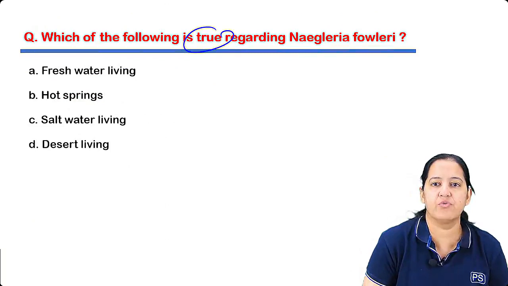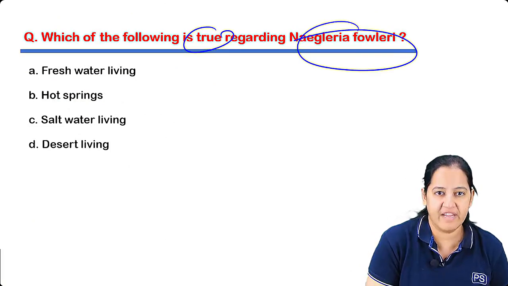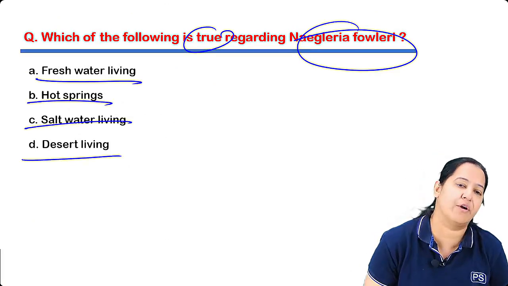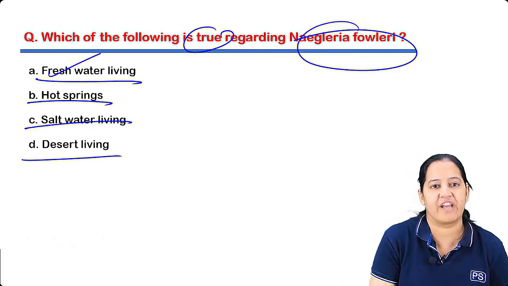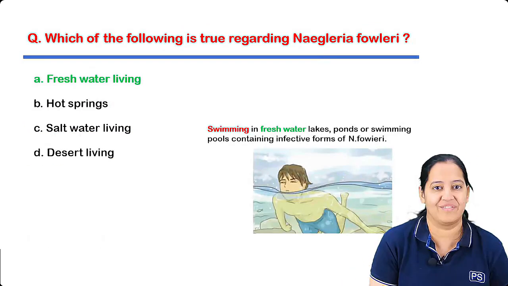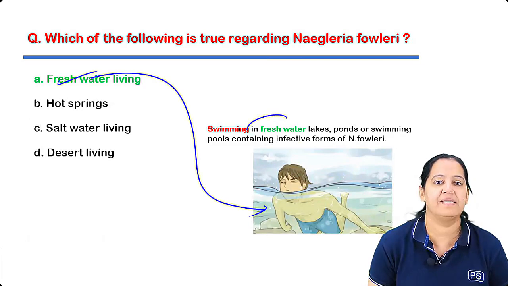Which of the following is true for Naegleria fowleri? Is it living in fresh water, hot spring, salty water or desert? Where does Naegleria fowleri live? It comes from swimming, which water? Fresh water. I told you it's fresh water. It's fresh water swimming. Please learn the fresh water.